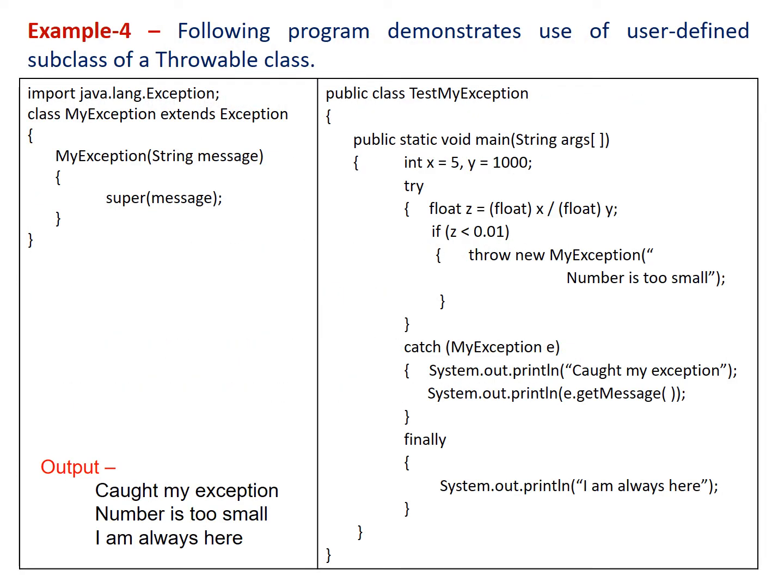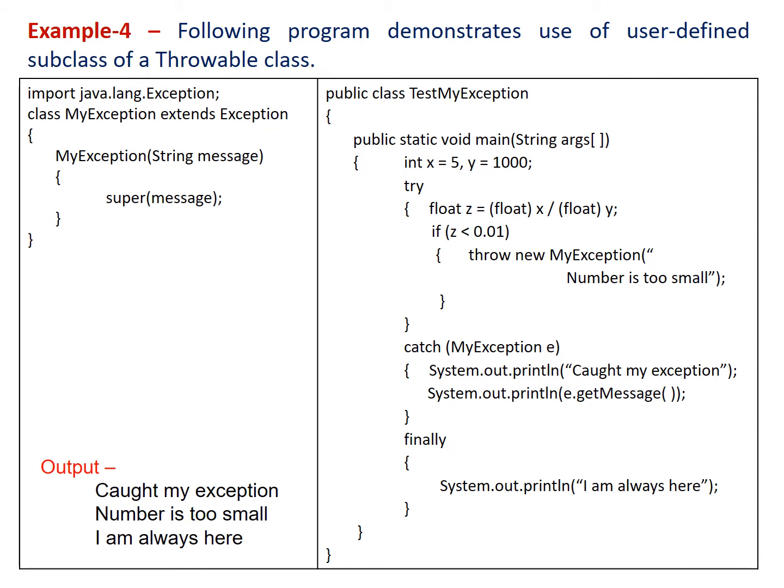This program demonstrates the use of a user-defined subclass of a throwable class. Exception is a subclass of throwable, and therefore myException is a subclass of throwable class. An object of a class that extends throwable can be thrown and caught. In this program, myException is a subclass of exception. Therefore, now it automatically becomes the subclass of the throwable class. In the myException class, there is a constructor which calls the constructor of the superclass.